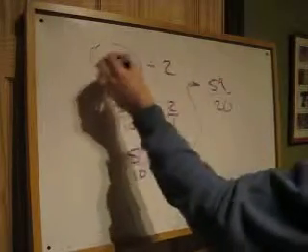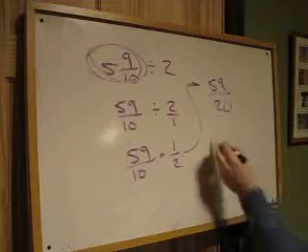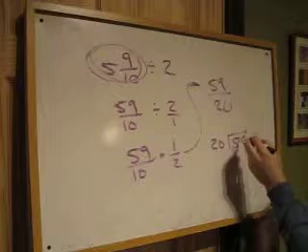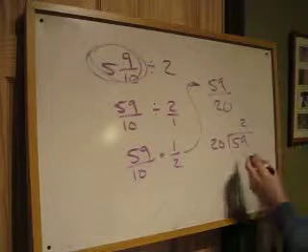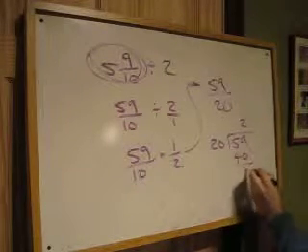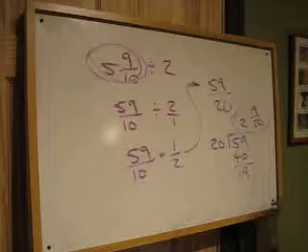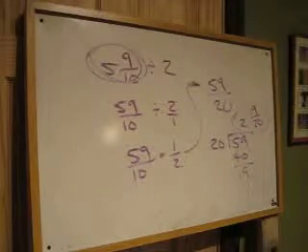And again, we have that mixed number here, so we've got to change that to a mixed number. So 20 goes into 59 twice. 40, we end up with 19, so we end up with 2 and 19/20.